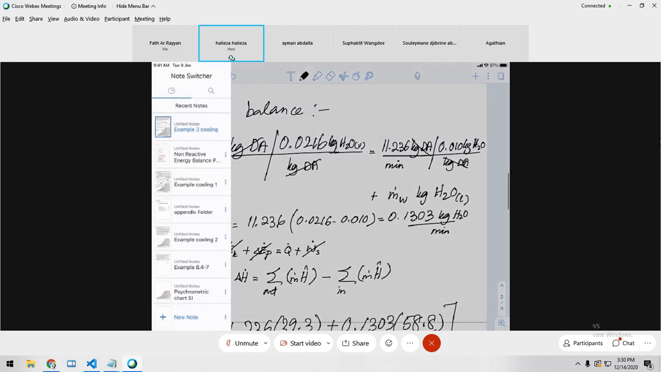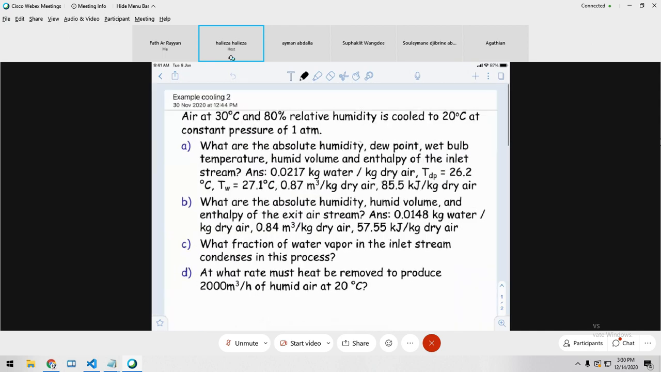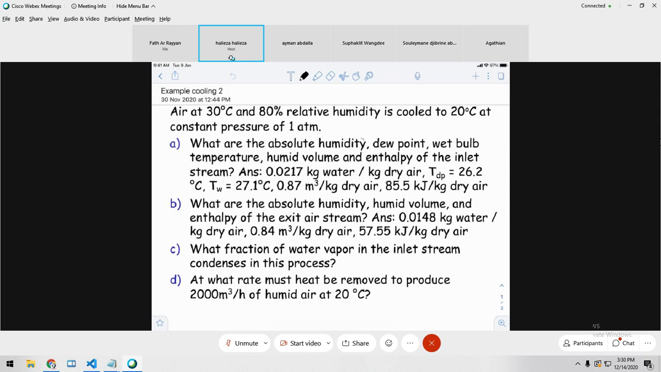Okay, now let's look at this. I'm not going to solve the whole thing. I'm just going to point out to you guys how we're going to go about it. This is one example. Everything is very similar. You need to find the absolute humidity, that's the symbol HA. Why do you need the absolute humidity? Because when you want to find the amount of water that condenses, you need that absolute humidity. Next, you need to find the dew point. The reason you want to find the dew point is condensation starts at the dew point. You don't really need the wet bulb temperature, but this question asks for wet bulb temperature.